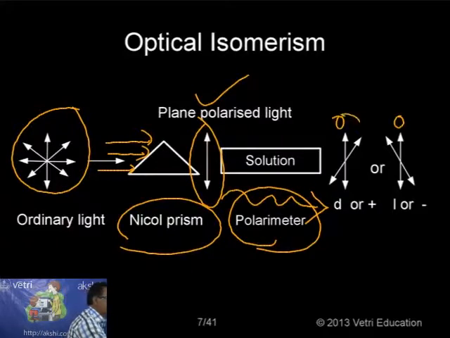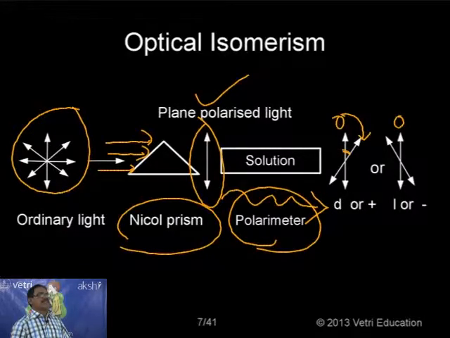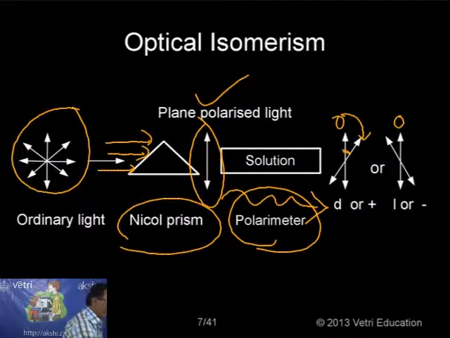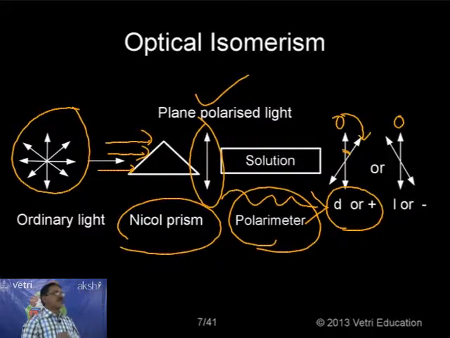From this position, if it is rotated clockwise, the angle of rotation can be measured with the help of the polarimeter. Its value will be a plus value: plus 1, plus 2, plus 3, it can go to any number. If the plane polarized light is rotated clockwise, we call it dextrorotatory, that is small d or plus. This is the experimentally measured quantity.